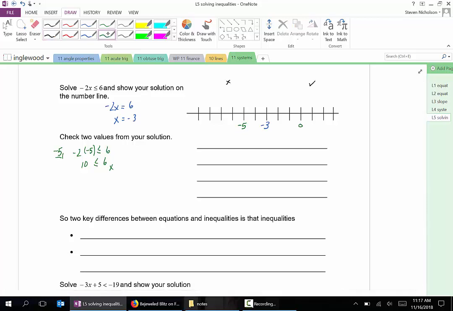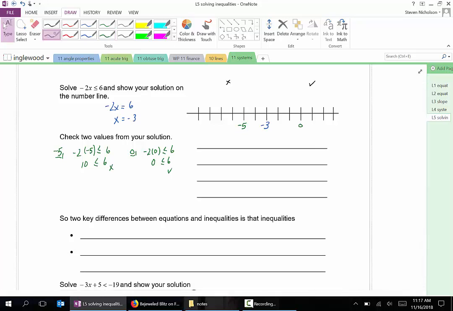But I'm just going to do this one more time just to check. So if I plugged in a 0, and a 0 is always a great one because it's really easy to do, you could do it in your head. I'll write it down. Is -2 times 0 less than or equal to 6? Is 0 less than or equal to 6? And 0 is less than 6, so there we go.